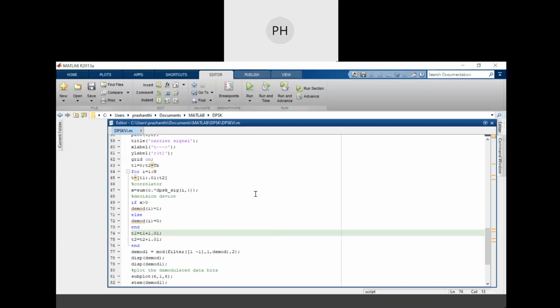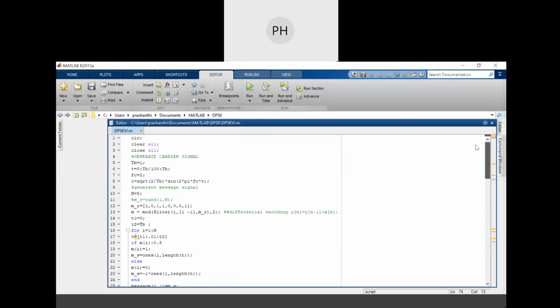So this is the MATLAB code. First open MATLAB, go to new script, write the code and save the code. So it has already been edited and saved.